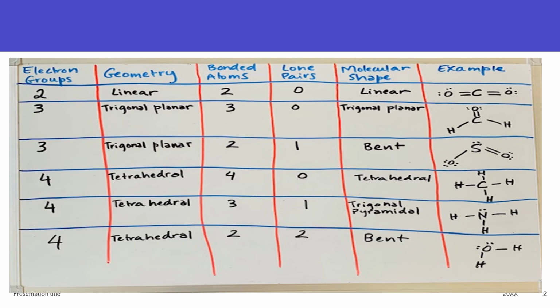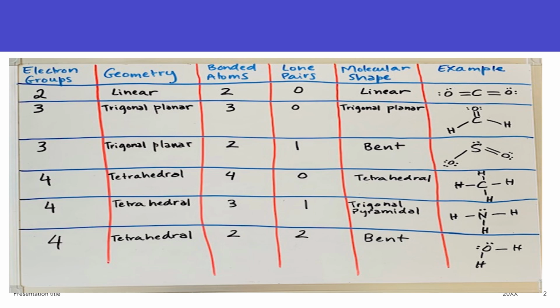So let's look at the Lewis structure for carbon dioxide, on the right hand side, first line. The central atom here is carbon. How many electron groups do you see around carbon? There are two electron groups, two double bonds. How many atoms are bonded to carbon? Two atoms. Do you see any lone pairs? No, there are no lone pairs. So the geometry and the molecular shape for carbon dioxide is going to be linear.